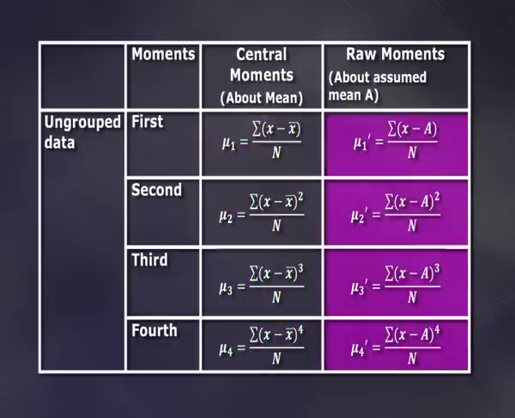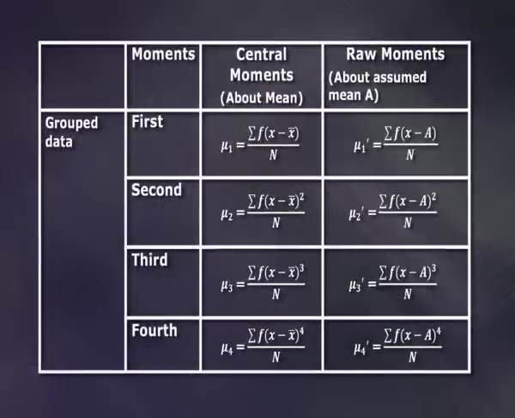Now we shall have a look at the four raw moments. The first raw moment mu 1 dash is equal to sigma x minus a upon n. You can see it is a raw moment, so it is about the assumed mean a, so it is x minus a, and again n stands for the number of observations. The second raw moment mu 2 dash is equal to sigma x minus a whole square upon n. Mu 3 dash, the third raw moment, is sigma x minus a whole cube upon n. And the fourth raw moment, mu 4 dash, is equal to sigma x minus a raised to 4 upon n.